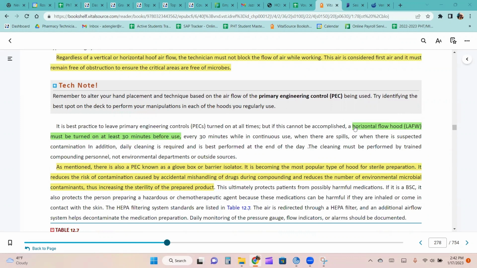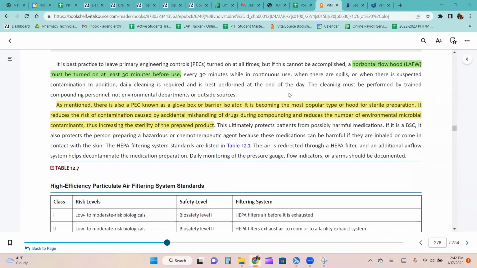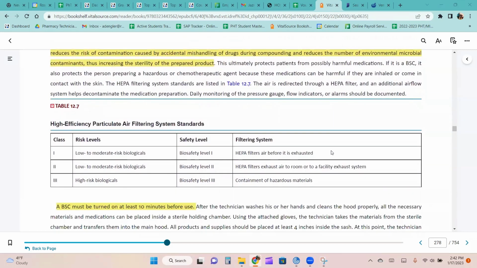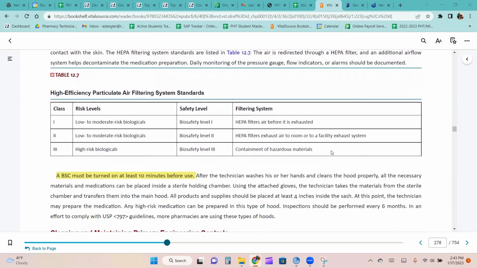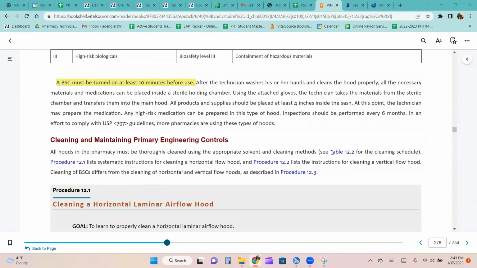As mentioned, there is also a PEC known as a glove box or barrier isolator. It is becoming the most popular type of hood for sterile preparation. It reduces the risk of contamination caused by accidental mishandling of drugs during compounding and reduces the number of environmental microbial contaminants, thus increasing the sterility of the prepared product. Table 12.7 shows high efficiency particulate air filtering system standards. A BSC must be turned on at least 10 minutes before use.